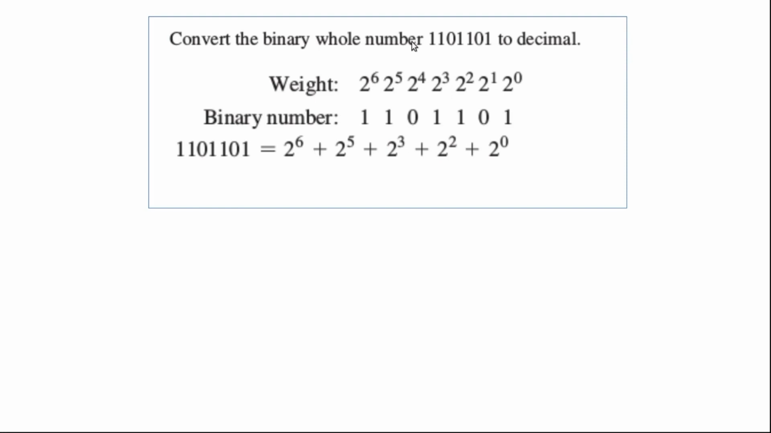And hence the given number 1101101 can be written as 2 to the power 6 plus 2 to the power 5 plus 2 to the power 3 plus 2 to the power 2 plus 2 to the power 0, which is 64 plus 32 plus 8 plus 4 plus 1, which is 109.